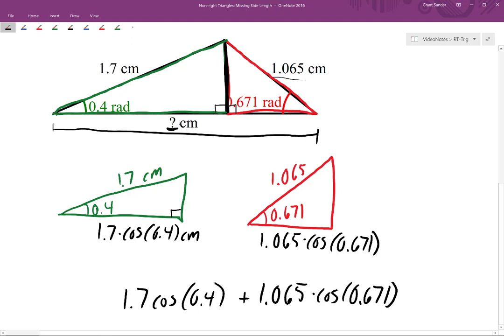So even though we're dealing with a non-right triangle, we can split it up into two right triangles, use what we know about right triangles to determine some missing information, and then put together that missing information in a productive way.